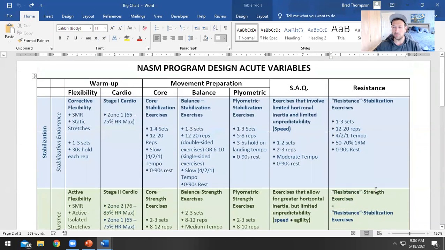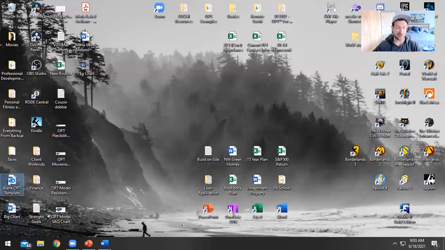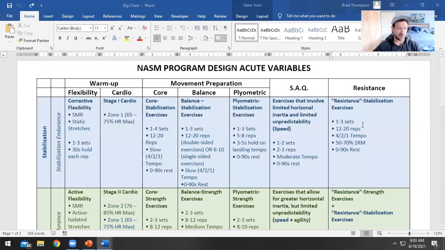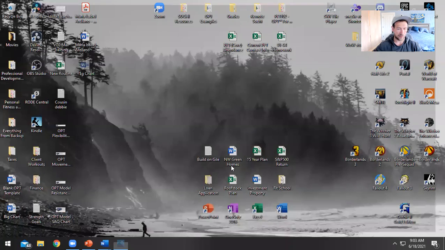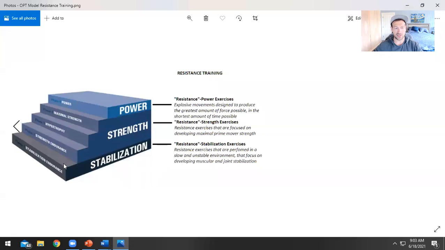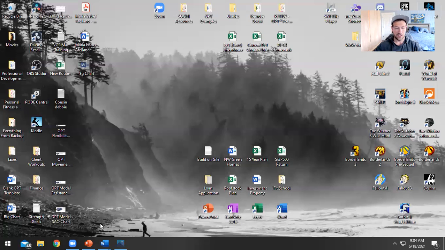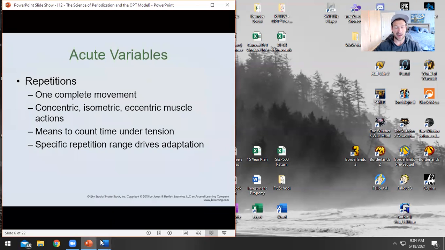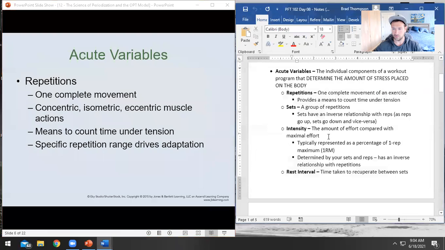So you can see our reps go down as we climb up the OPT chart. The repetitions get lower and lower and lower because our intensity is getting higher and higher and higher. So that's repetitions. They are how we count our time under tension.